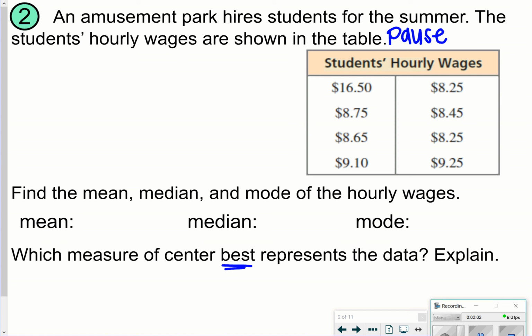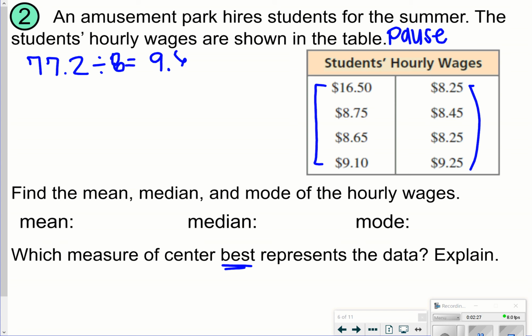So the very first thing I did to find the mean is I added all of the wages. So I added $16.50 all the way down to $9.25. After I added those, I got the sum of 77.2, and then because there are 8 different categories, or 8 different hourly wages, I divided by 8 and I got 9.65. So my mean is going to be $9.65.